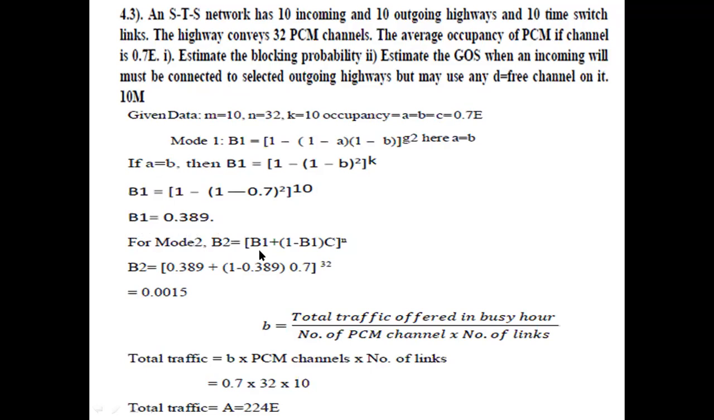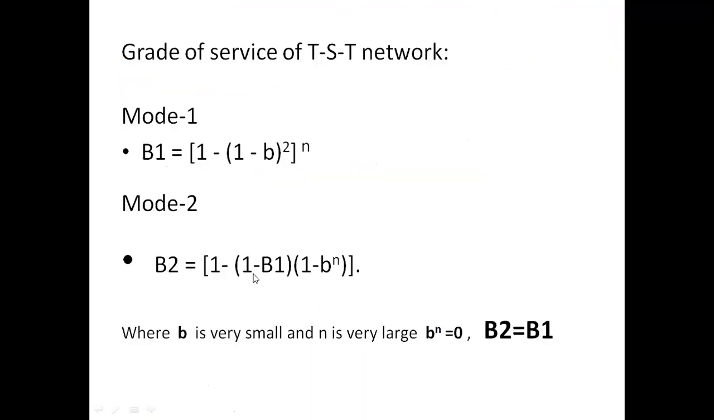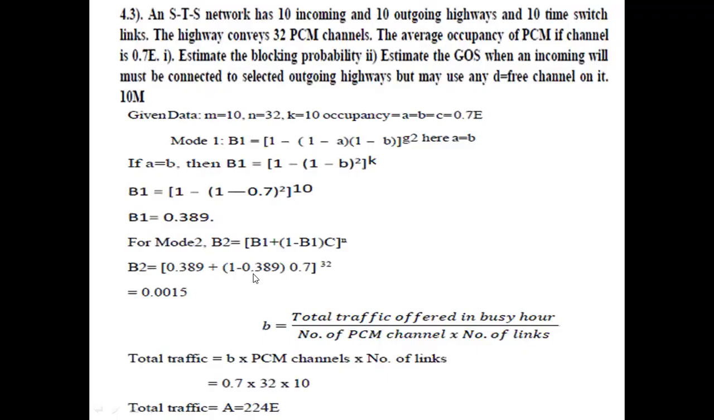For mode 2, we use this equation, where it's given by B1 plus (1 minus B1) times capital C, whole to the power of small n. Small n in this case represents the number of PCM channels, which is 32. C is assumed to be the same as that of b, which becomes 0.7. B1 has already been calculated. We substitute all this and find the answer B2 to be 0.0015.